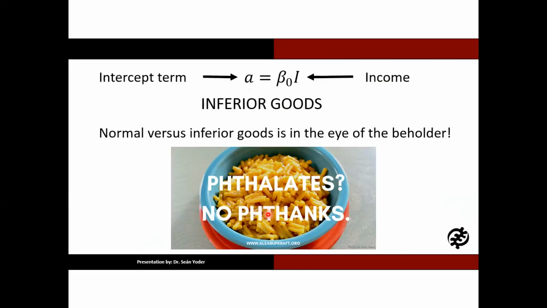Now, for me, macaroni and chemicals are clearly an inferior good. Oh, hell no. But for my kids, that's a normal good. Normal versus inferior goods is in the eye of the beholder.